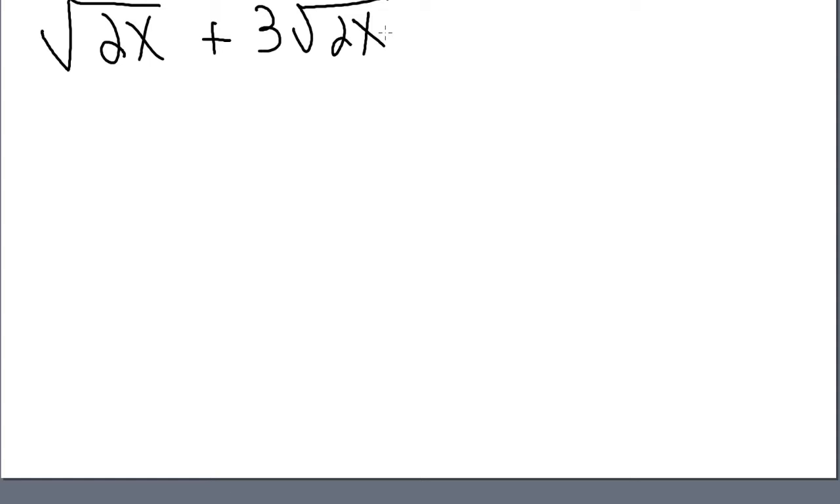Hello. Now we're going to think a little bit harder about radicals or square roots and what they actually are and what you can do with them. So let's take a very basic example, the square root of 2x. Well, what can we do with this? Let's say I'm going to add with this value 3 times the square root of 2x. What would I get? This would be equal to 4 times the square root of 2x.